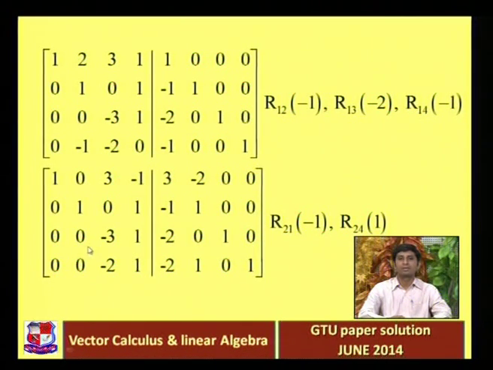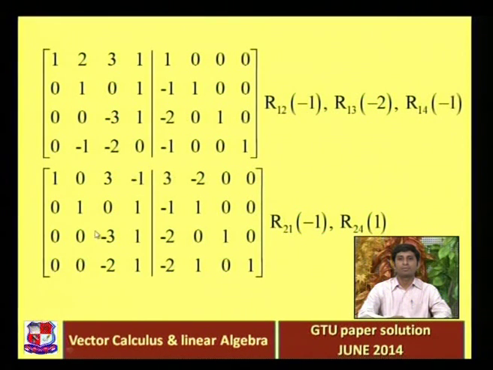The third row is now 0 0 minus 3 1 minus 2 0 1 0, and the fourth row is 0 0 minus 2 1 minus 2 1 0 1. Now what is our next process? In the first column the first element is 1, and below that 1 we have 0. In the second column the second number is 1, all others are 0. Now in the third column, first of all we want 0 here, right?